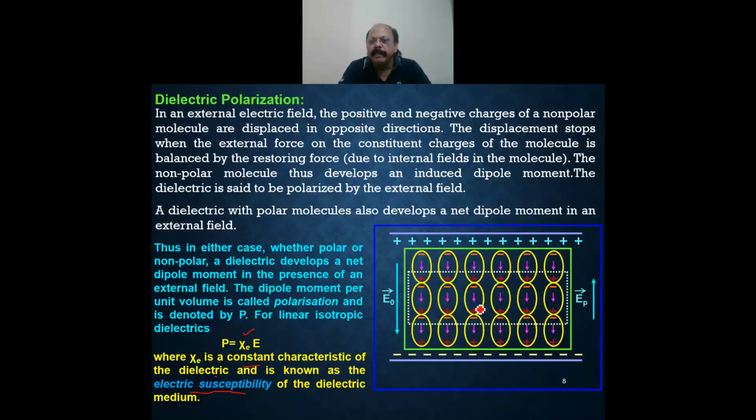Due to the induced dipole, an electric field is also developed, and that electric field is due to the polarization, which is opposite to the direction of the applied electric field and is represented by the vector EP, and the original electric field which we applied from these plates is represented by the vector E naught.